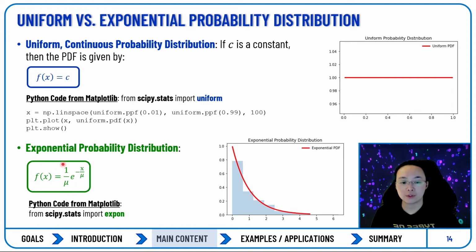Its function is f of x equals 1 over mu, where mu is the average, times e to the power of negative x over mu. There is a package you can use in Python, the expon package from scipy.stats, and we can import that to do the same types of analysis we've done before. If you follow the same steps in the notes, you can use expon.ppf from 0.01 to 0.99, break it up into x number of data points, and then use expon.pdf to get all of those PDF values.